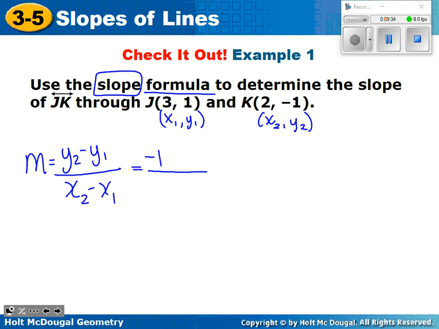-1 minus 1. So remember, there's a minus in the formula, and then you do y2 minus y1 over, what's going to go in the denominator? 2 minus 3. Good. Now simplify. What is -1 minus 1? -2. Be careful. Like signs, you add. What is 2 minus 3? -1. And negative 2 divided by negative 1 becomes a positive what? 2. Okay, so the slope would just be 2.